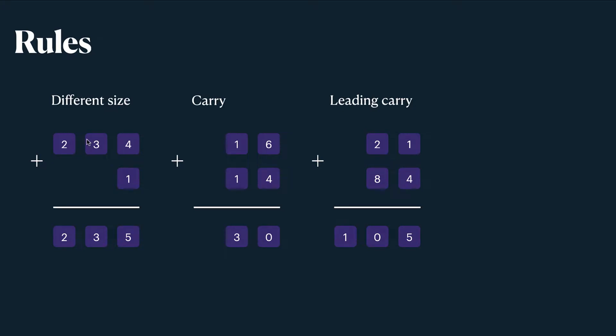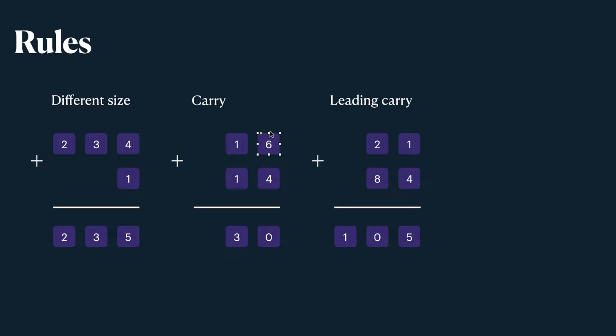We also can have a different size. Let's say we have one number that has 3 digits and another one that has 1. Once again, we start from the right and we sum 4 and 1. It will be 5, 3. There is no digit in the second number, so we assume it's 0. So it's like 3 plus 0 and it will equal 3. Same with 2, 2 plus 0, 2.